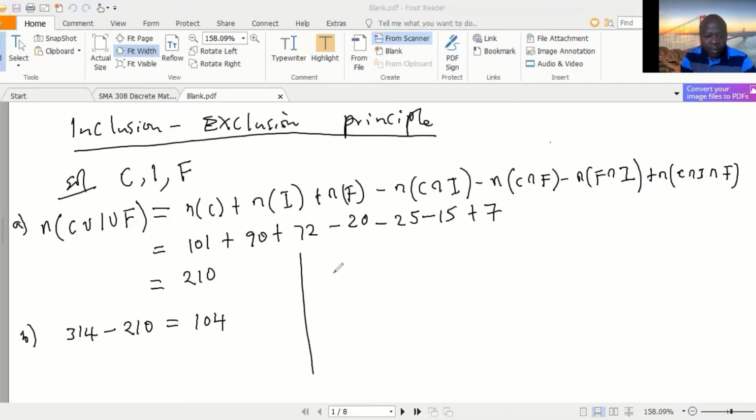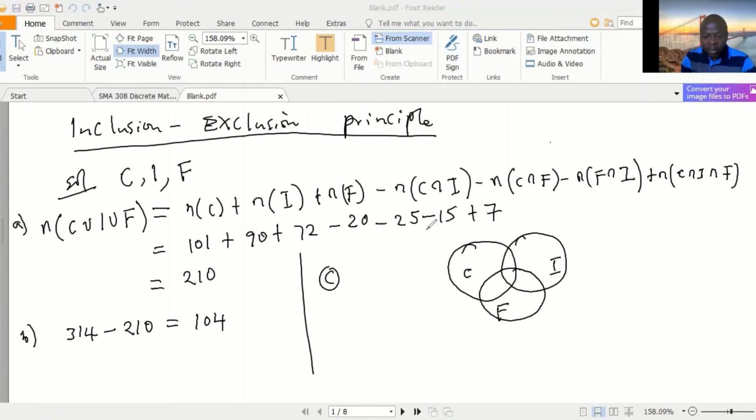And then what about part C? Part C says draw a Venn diagram. In the Venn diagram we are relating these three sets. We have the set of those who took car loans. We have the set of those who took an investment loan. We have the set of those who took school fees loans.